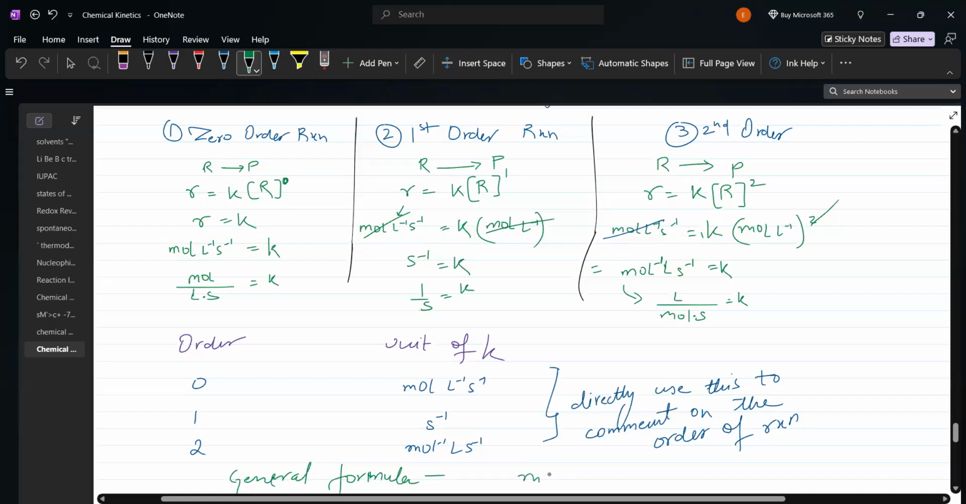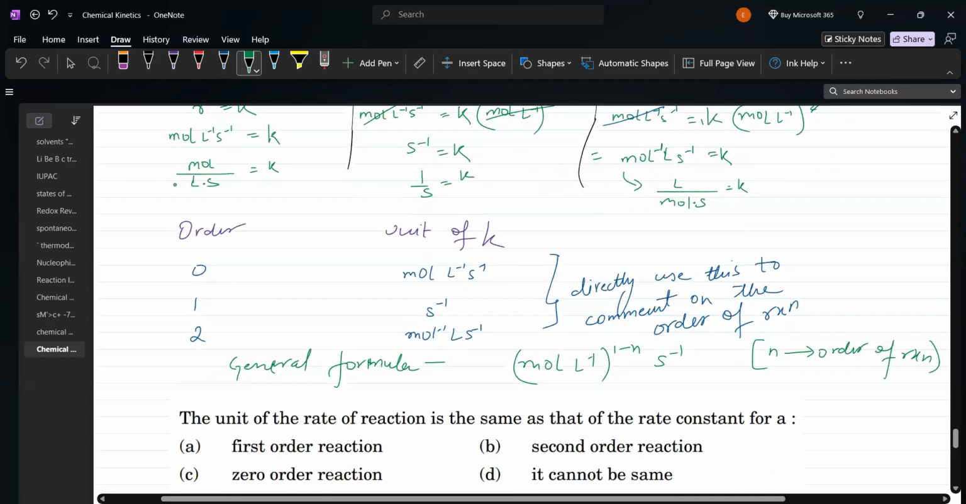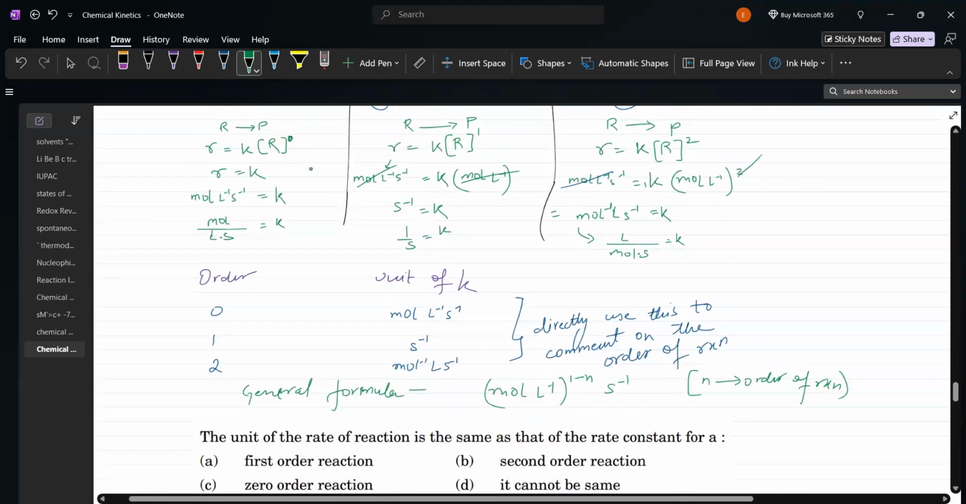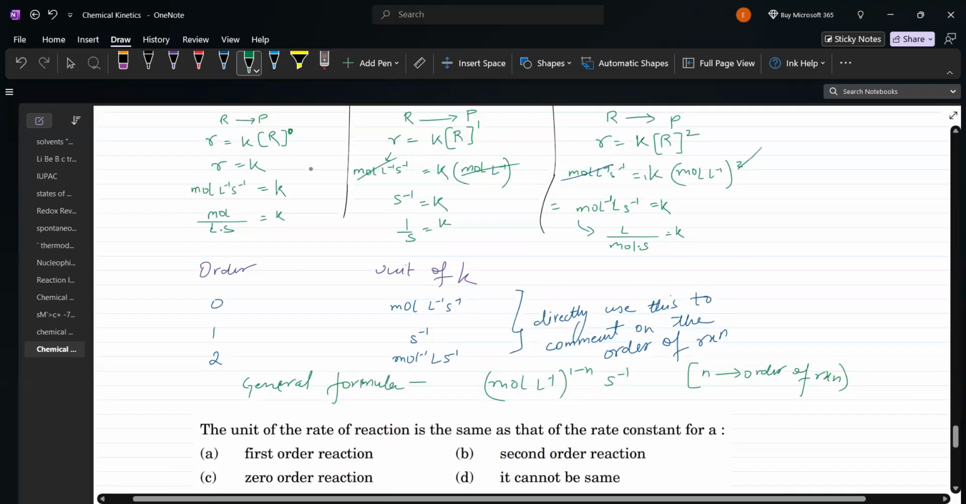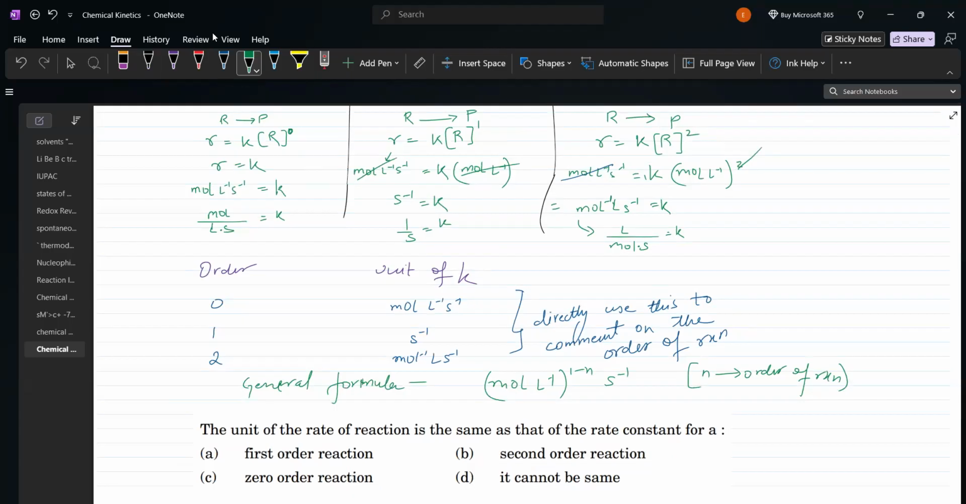The general formula is mole per liter to the power 1 minus n, second inverse, where n is the order of reaction. If you are done, please solve this question after copying the above thing.